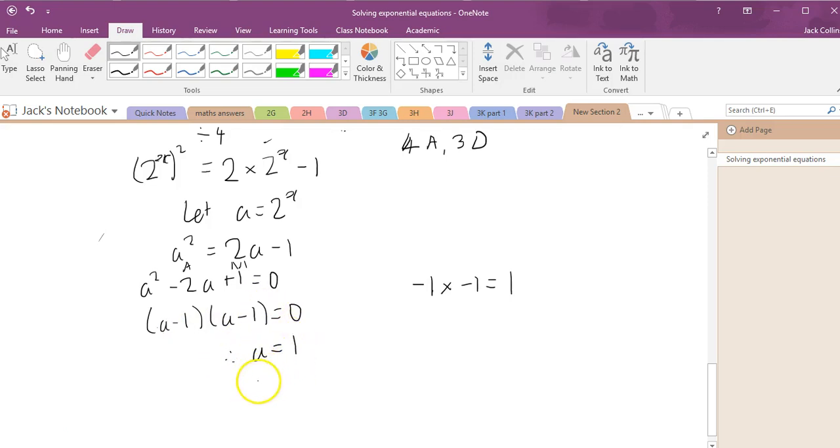We know that a is actually 2^x, so substituting back. So therefore, 2 raised to what gives 1? We know that has to be 0. 2 raised to 0 is equal to 1.